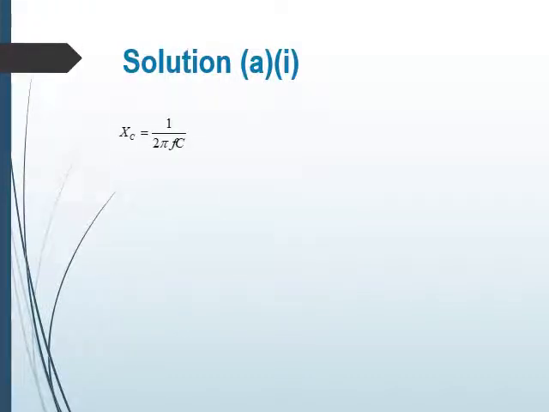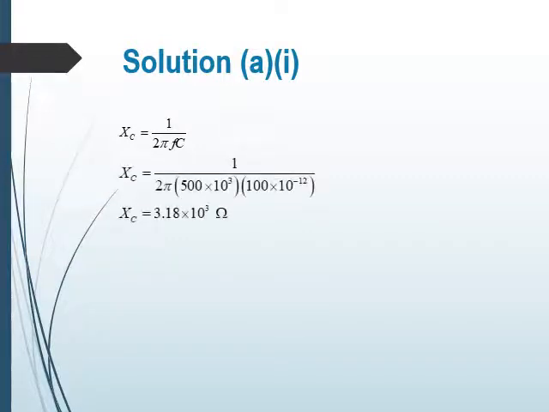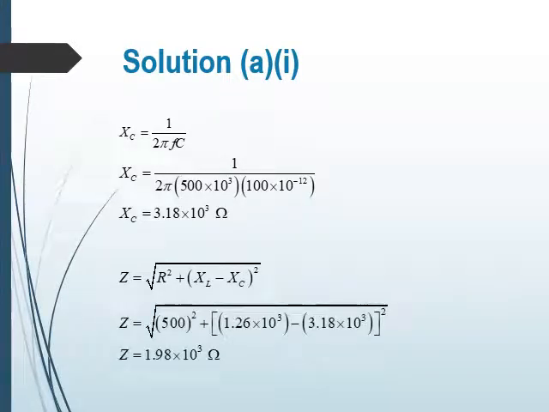Next, let us calculate XC. XC is equal to 1 over 2 pi FC. Substitute the values into the equation and XC is equal to 3.18 times 10 to the power of 3 ohm. So now that we have everything we need, let us calculate the impedance by using Z equals the square root of R squared plus (XL minus XC) squared. Substitute the values into the equation and Z is equal to 1.98 times 10 to the power of 3.